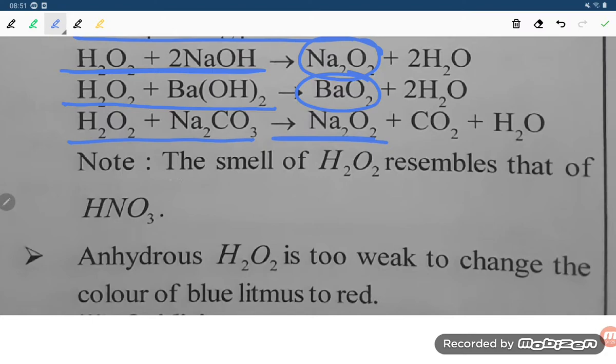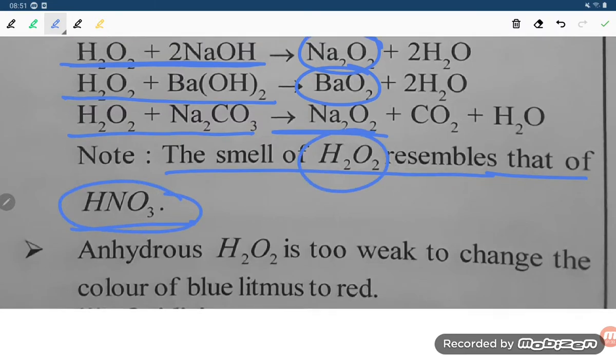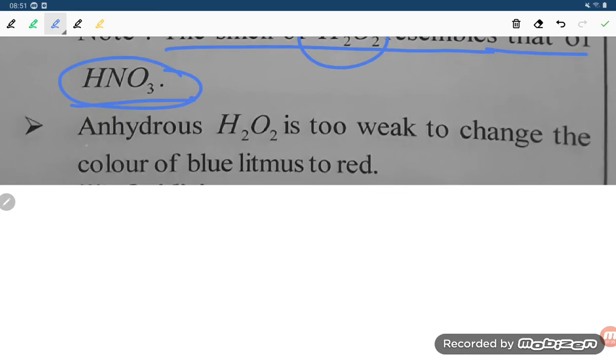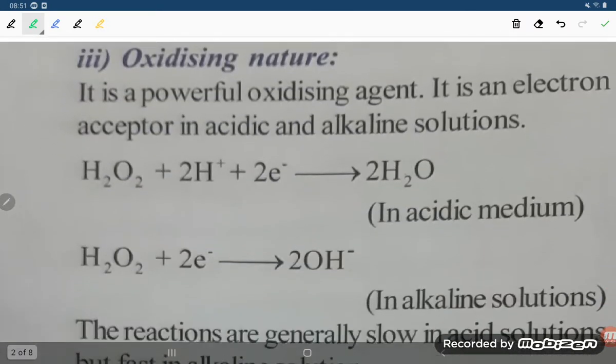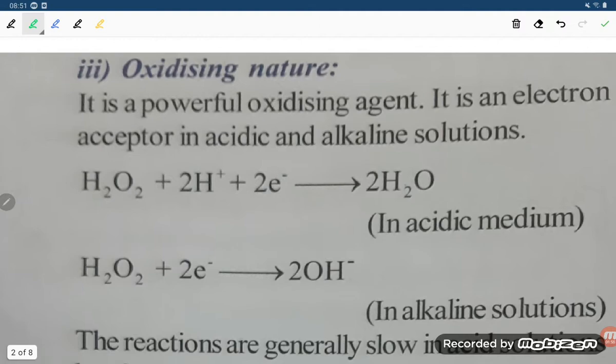Next, the smell of H2O2 resembles that of HNO3, so the smells of nitric acid and H2O2 are similar. Anhydrous H2O2 is too weak to change the color of blue litmus to red. So it is very feebly acidic, students. It is not able to change the color of blue litmus to red.